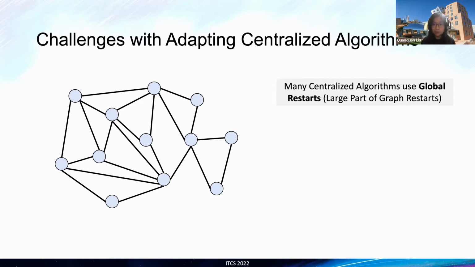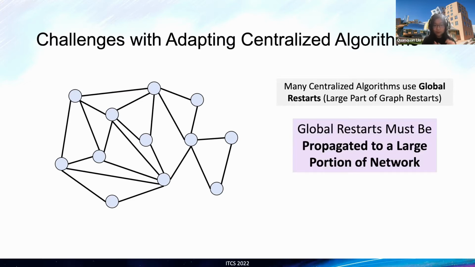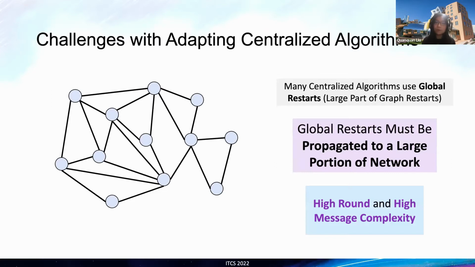Second, many centralized algorithms perform global restarts where a large portion of the graph recomputes some information. Such a global restart in the distributed setting would mean that information must be propagated throughout much of the network, which could result in both high round and also high message complexity. Here's an example. Suppose the restart starts from this yellow node shown in this graph, and the restart propagates to the neighbors of the node and to their neighbors and so on until it propagates to a large part of the network. This takes diameter number of rounds, and while a global restart may not reach every single node in the network, it could still take omega of the diameter number of rounds.